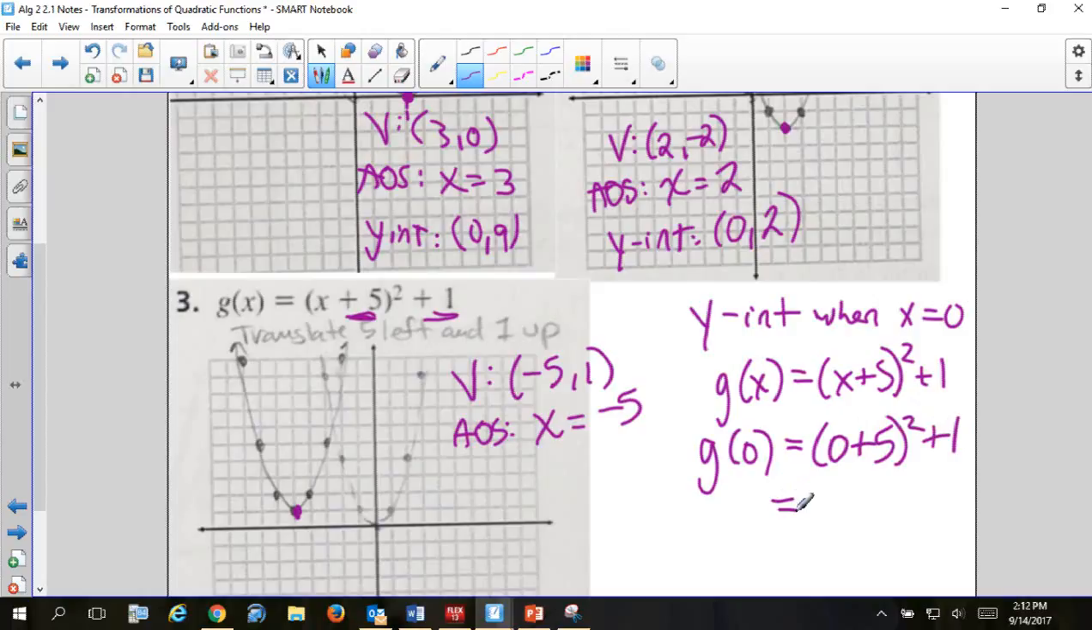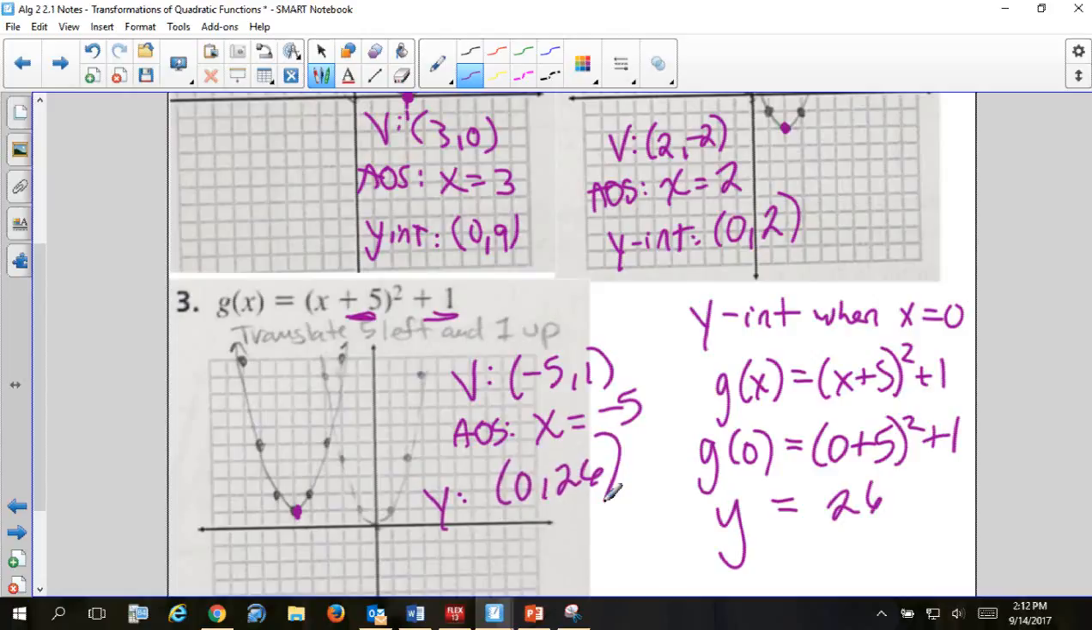And remember g of 0 or g of x, that's just the same thing as saying y. So we don't do anything to that side. We just simplify the right side. What's 0 plus 5? Squared. 25 plus 1, 26. So our y-intercept is at 0, 26.